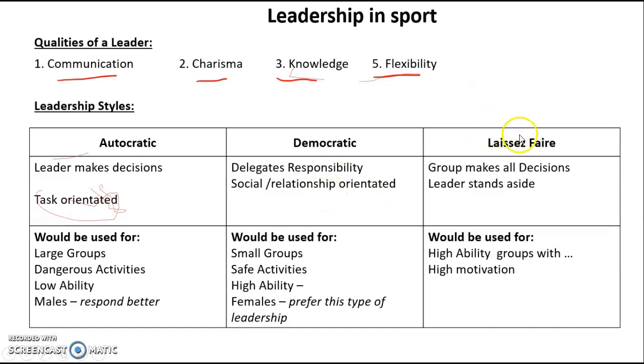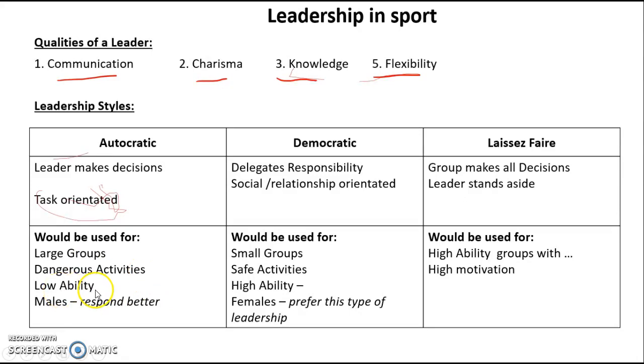The third leadership style is laissez-faire. This is where the group make all the decisions and the leader stands aside. So let's have a look then at when it needs to be used. Autocratic is most effective then for large groups, okay, because it keeps them in control. Dangerous activities, so that safety is paramount.